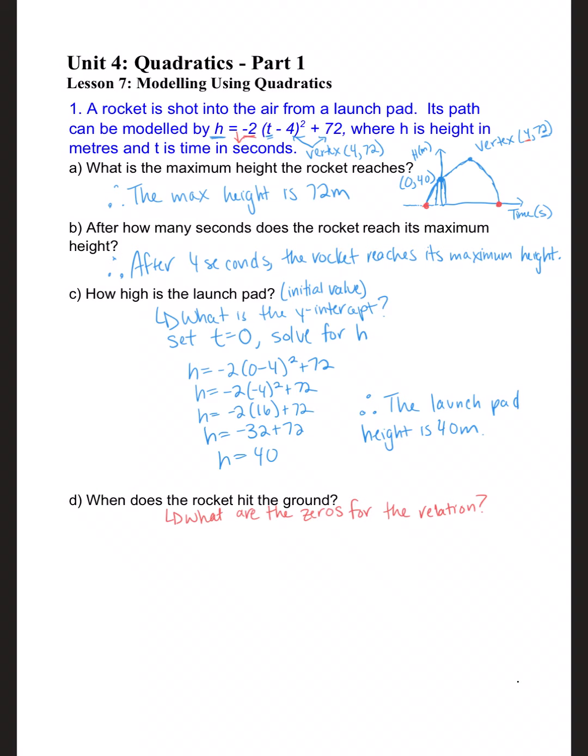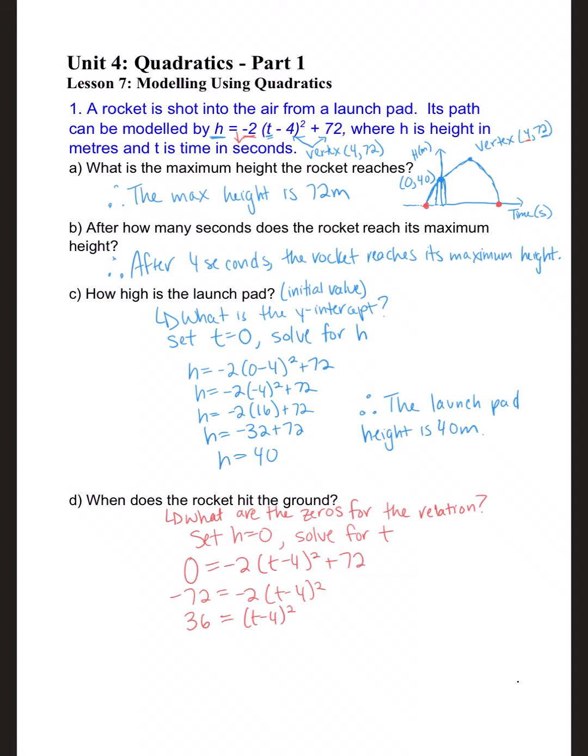And same idea here, our x-intercepts are going to be where our y value is 0. So we're going to now set h equal to 0 and solve for time. So we'll plug in a 0 where we had h, and we'll use algebra to solve. So I'm going to move 72 over by subtracting it. I'm going to divide both sides by -2, so we'll get 36 equals (t - 4) squared.